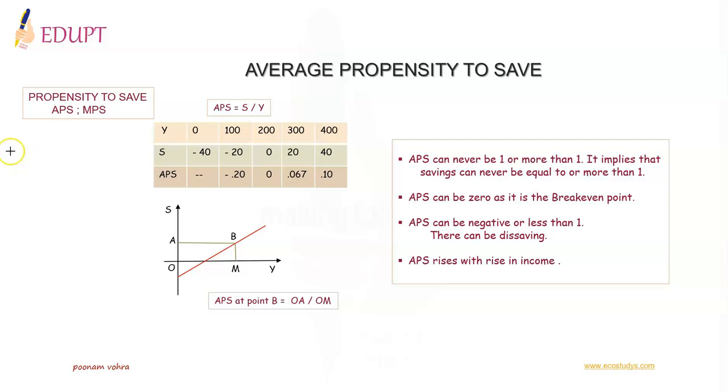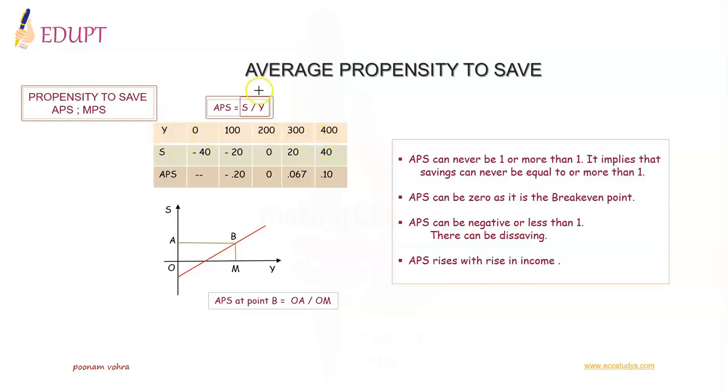There are two attributes to savings function, that is average propensity to save and marginal propensity to save, where average propensity to save is the ratio of savings to the corresponding level of income, that is S by Y. If savings is 30 at income 100, then APS would be 0.30 or 30% of income is saved.